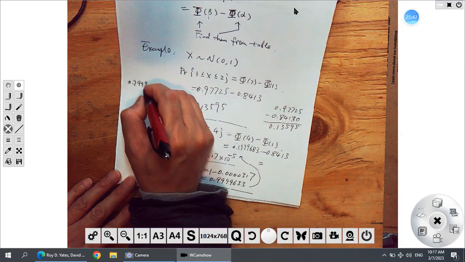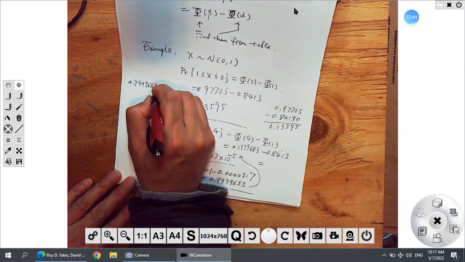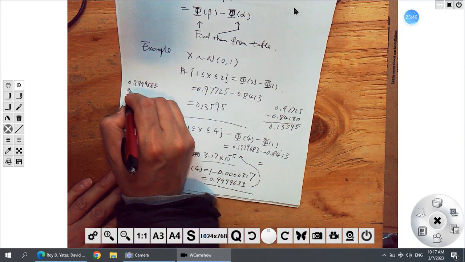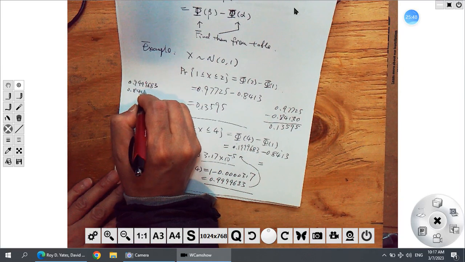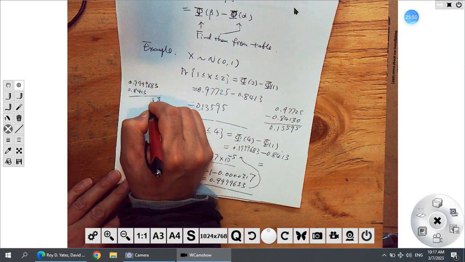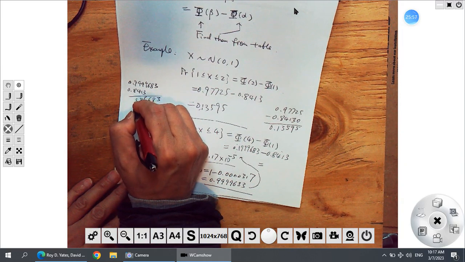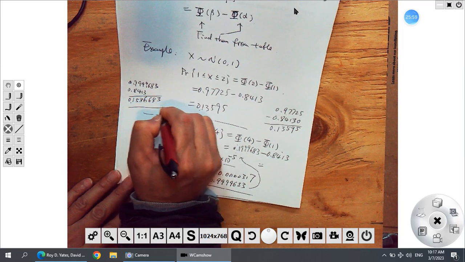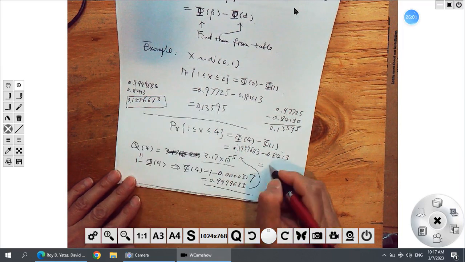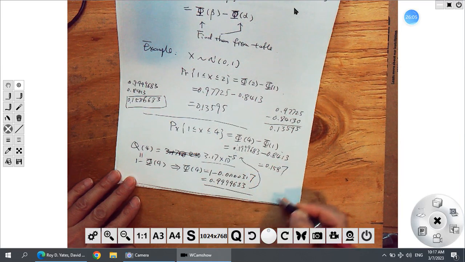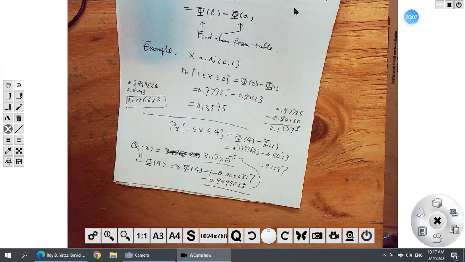0.99996483 minus 0.8413. So 3, 8, 6; 9 minus 3 I get 6, 9 minus 1 is 8, it's a 5, this is 1. Okay, the probability is this one, 0.1587. I put 4 digits. Yeah. Now we have this probability.